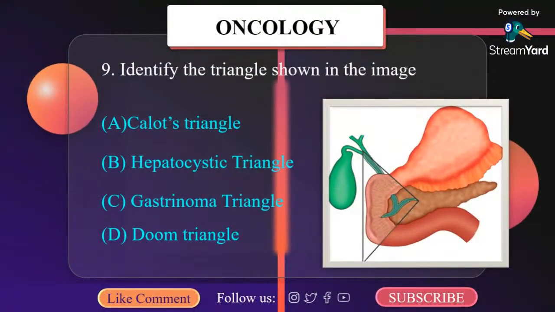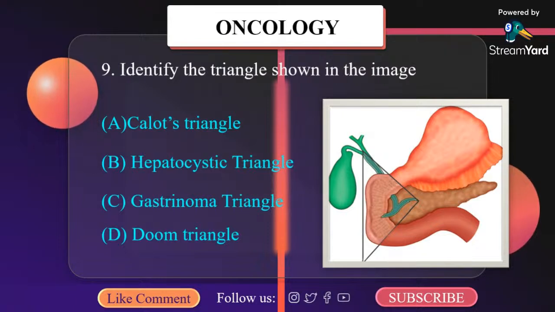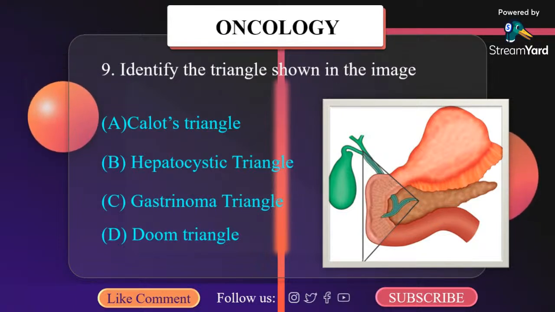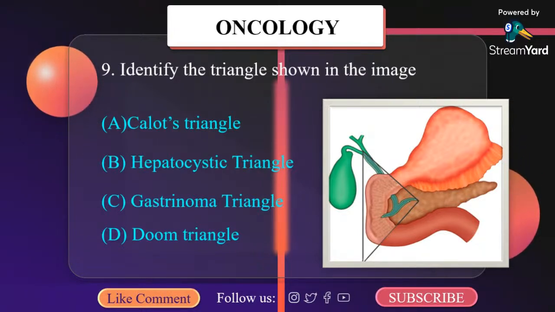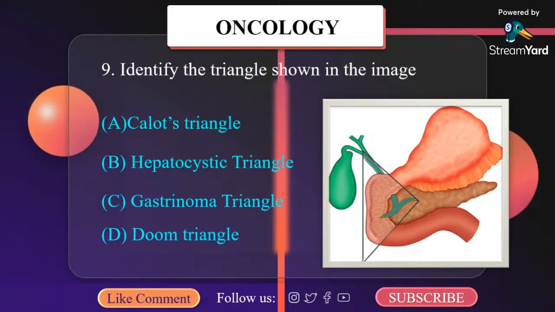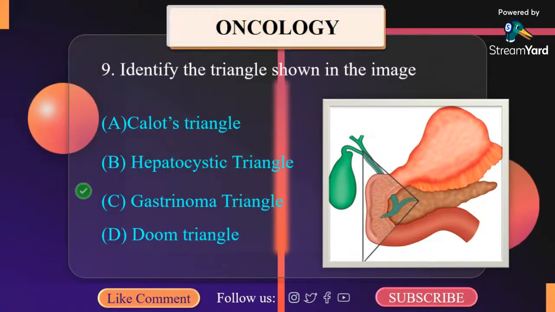Identify the triangle shown in the image. A. Calot's triangle. B. Hepatocystic triangle. C. Gastrinoma triangle. D. Doom's triangle. It is the gastrinoma triangle. It is also called the Passaro triangle. About 70 to 90% will be located in this triangle. It is at the junction of CBD and cystic duct, junction of neck and body of pancreas, junction of second and third part of duodenum. So it is the gastrinoma triangle.